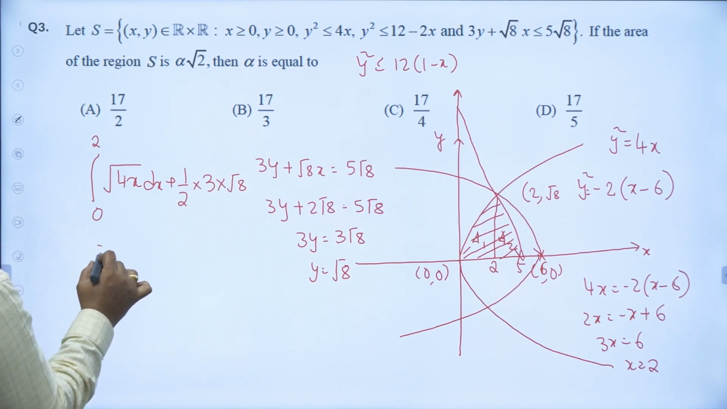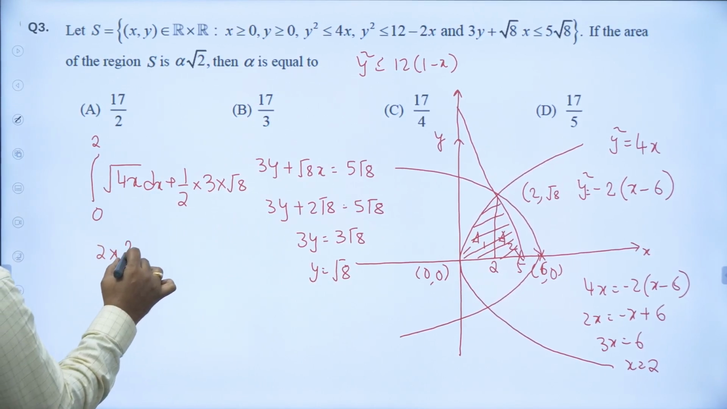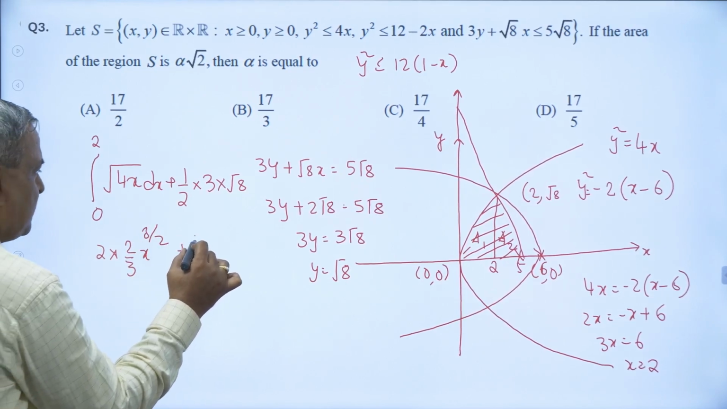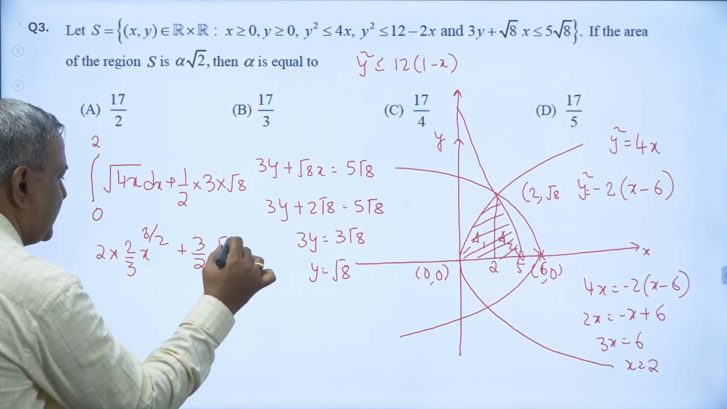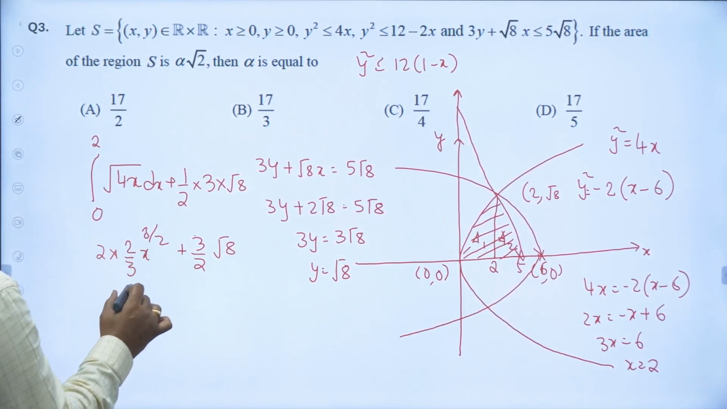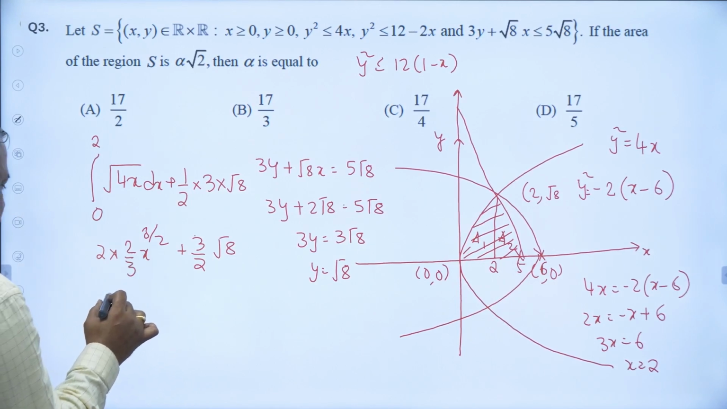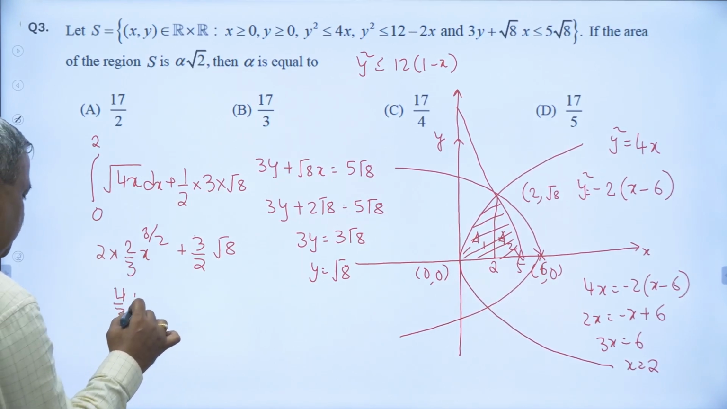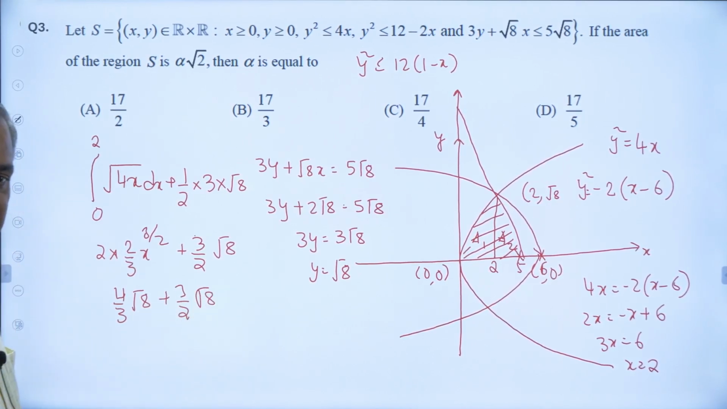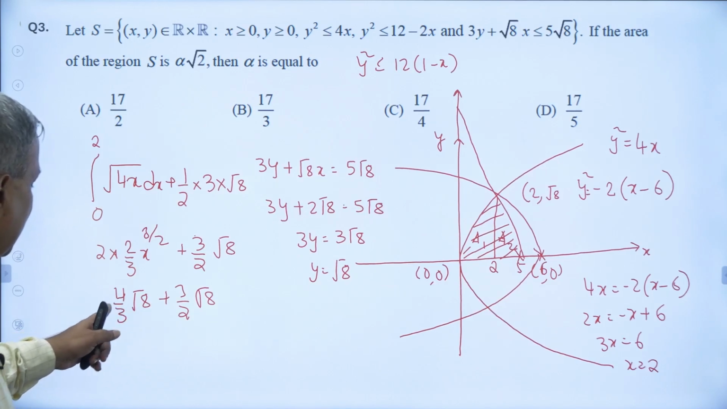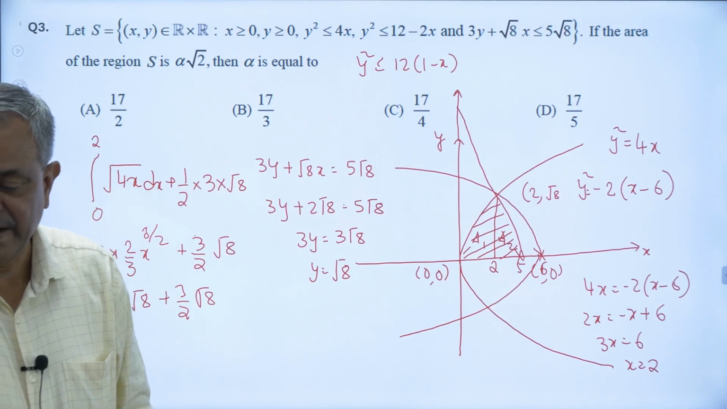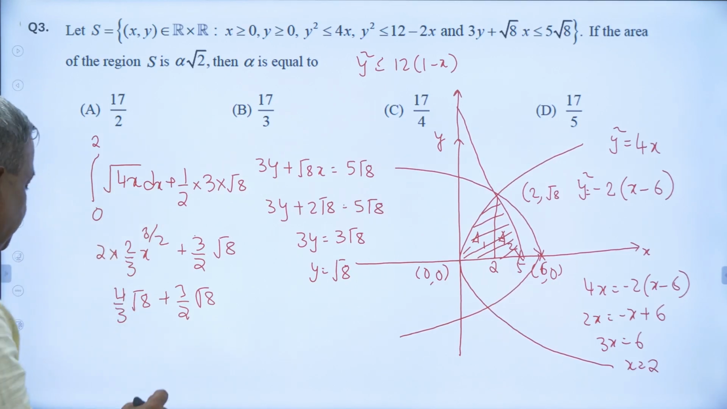What is this one then? 2 into root x integral is 2 by 3 x to the power 3 by 2, plus this will give you 3 by 2 root 8. If we substitute the value 2, 2 root 2 is nothing but root 8. So this will give you 4 by 3 root 8 plus 3 by 2 root 8. Okay, 4 3s are 12, 4 2s are 8, 8 plus 9 is 17. 17 root 8 by 6.